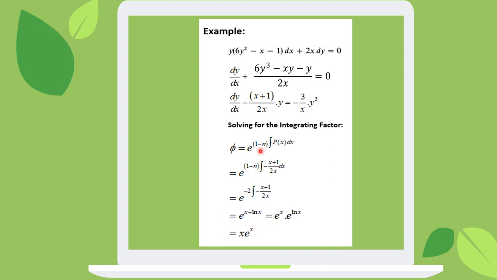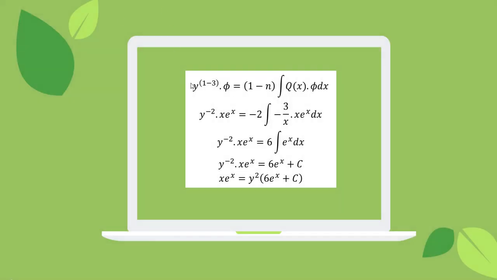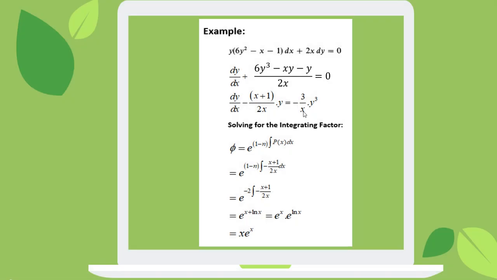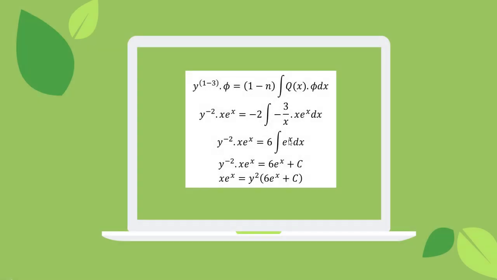So knowing this, we can go straight to the last part, which is just you follow the formula which says that the left side of your DE should be y raised to 1 minus n times the phi, and the right side should be 1 minus n integral of q of x times phi dx. So copied, substituted the n. This one is copied, and this is your 1 minus n, negative 2. Your q of x here is negative 3 over x. So it's placed in here, and then another phi.